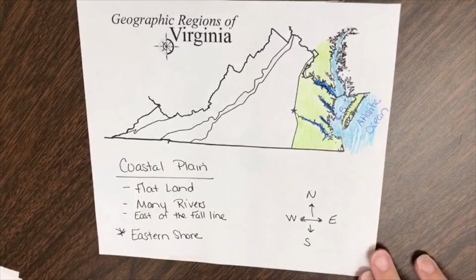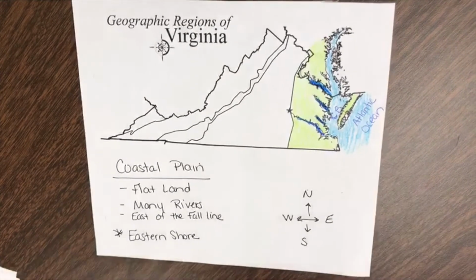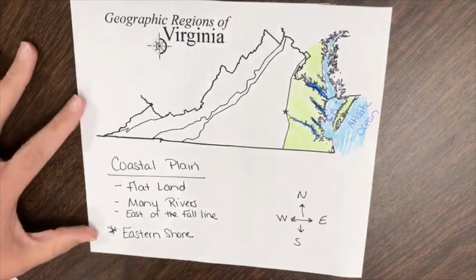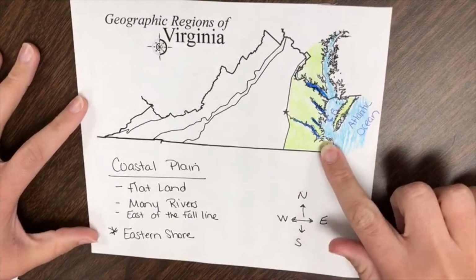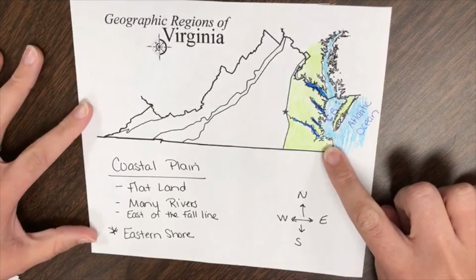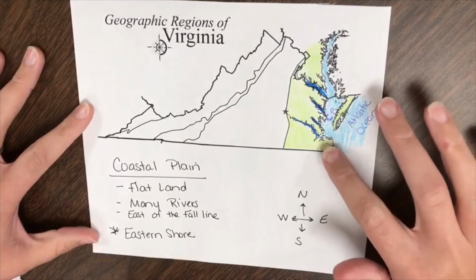Hey guys, today we're going to talk about the 5 regions of Virginia, and we're going to start with the first region, the Coastal Plain. So this is the Coastal Plain region. It is the easternmost region in Virginia, and this is the region that we live in.